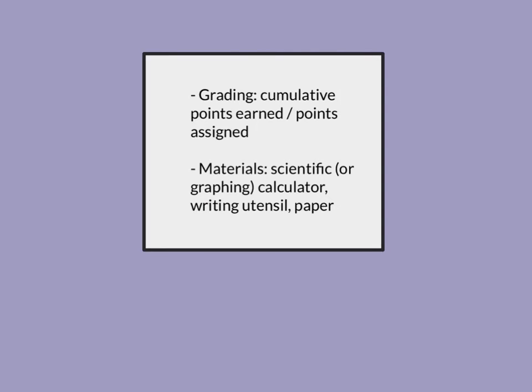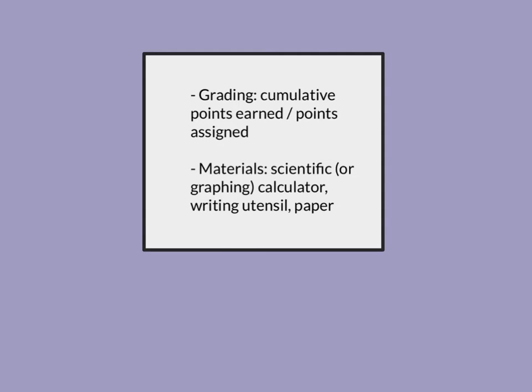As you've probably already heard, grading in courses is cumulative. In chemistry, it's a quarterless system where it's the total points earned out of the total points assigned. So every assignment that your student does will earn them points.